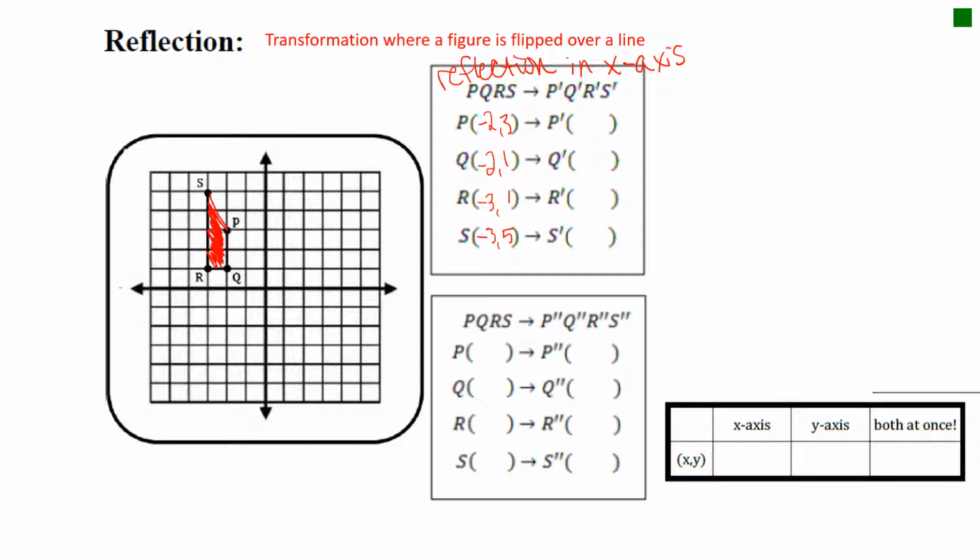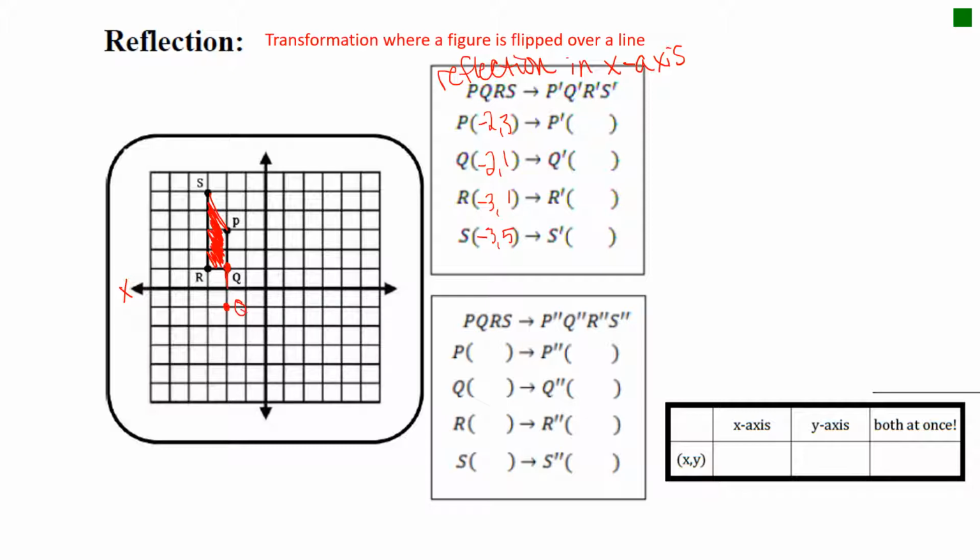So now we're actually going to reflect over the x-axis. And remember, the x-axis is the horizontal line. So let's just pick a point. I'm going to start with Q, and we notice that Q is 1 unit away from the x-axis. At the x value, x is -2. So at that same value, I'm just going to move down 1 point in the opposite direction.